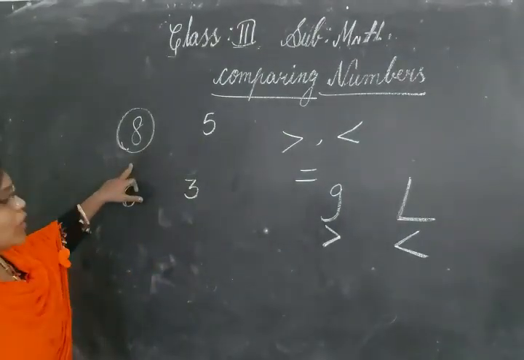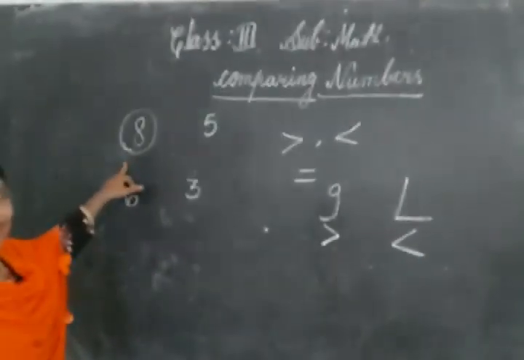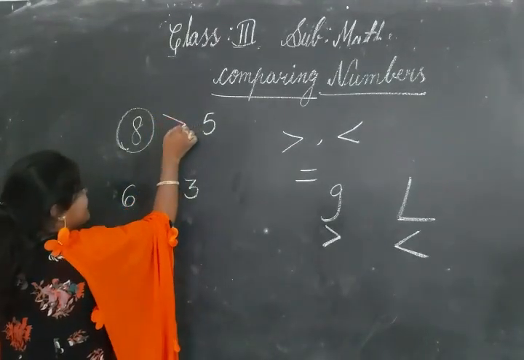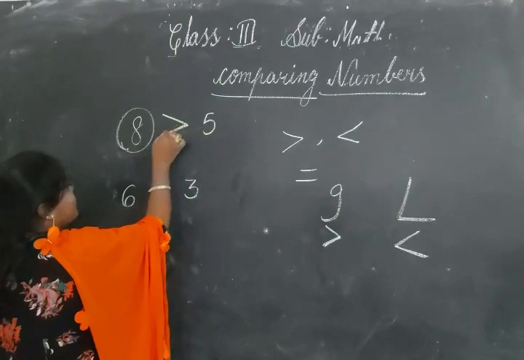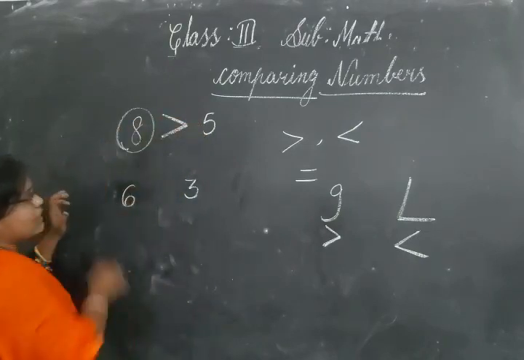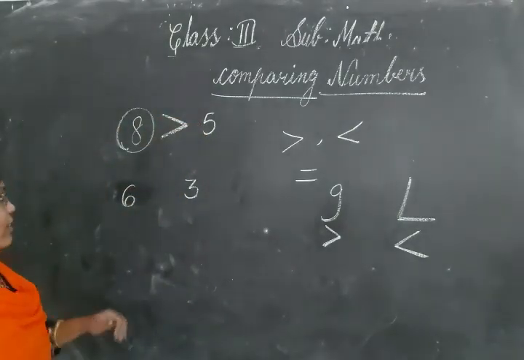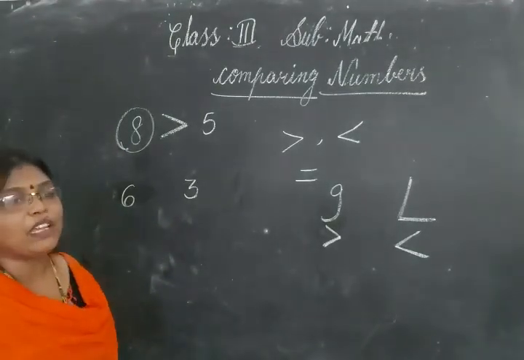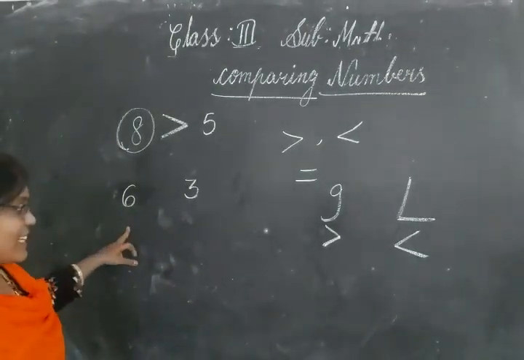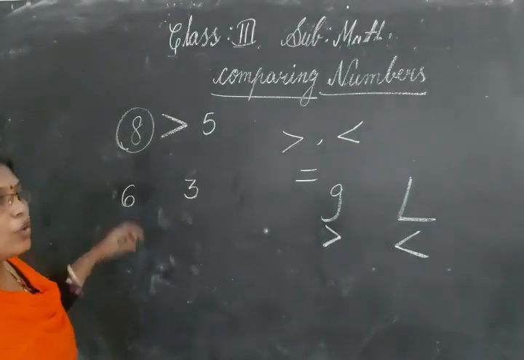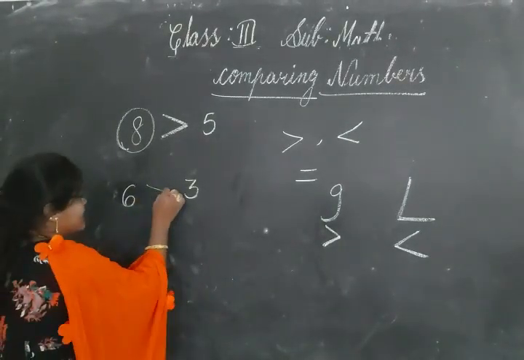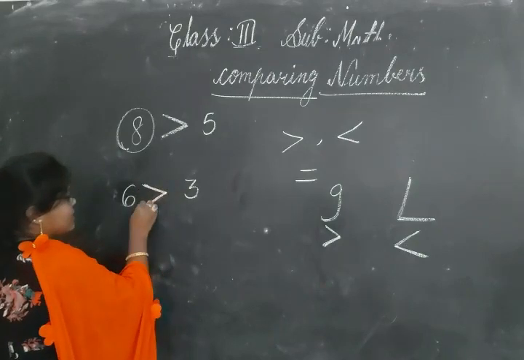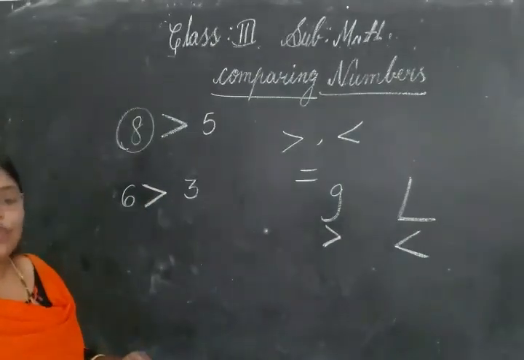So here, what is the bigger number? 8. So 8 is greater than 5. So this symbol is greater than. And here 6 and 3. What is the bigger number, children? 6. So show opening towards 6. That is greater than. So 6 is greater than 3.